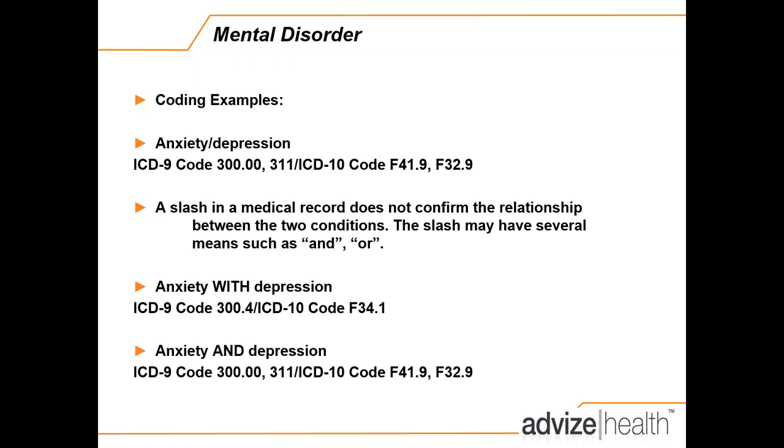Anxiety with depression. So if anxiety with depression, we would code F34.1. If it's anxiety and depression, then we want to code it out separately, F41.9 and F32.9.